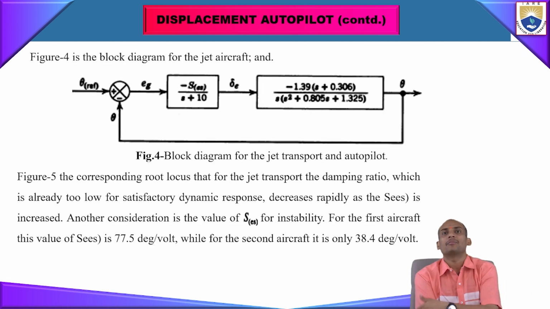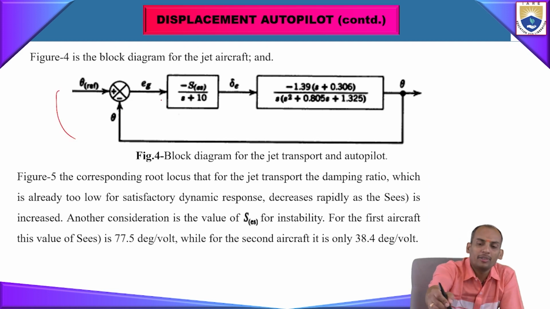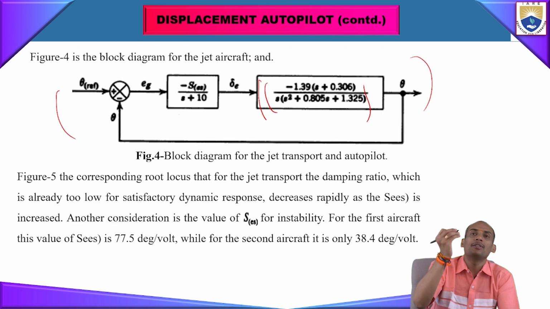Another one is also a jet aircraft block diagram of a displacement autopilot. This is the same as the previous one. Here also there is a Laplace transform function. How did we get this function? If you remember, the solution of the differential equation for the short period approximation and the phugoid approximation was done using the Laplace transform.